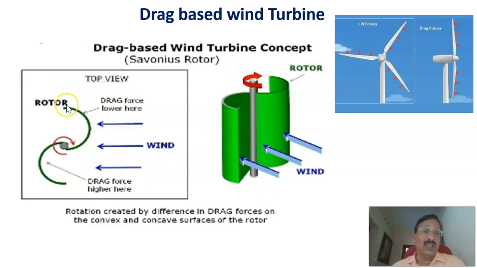Same thing shown here: the drag force is lower at one side and higher at the other, and because of this drag force difference, that produces a torque that rotates this rotor with respect to the vertical axis. Therefore, the rotation is created by the difference in drag forces on the convex and concave surfaces of the rotor. That is the basic concept of the Savonius type of rotor. The drag force is used to rotate the blades with respect to this vertical axis. That is the Savonius rotor.